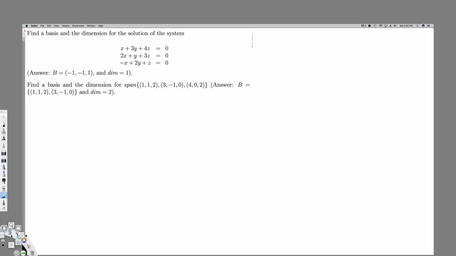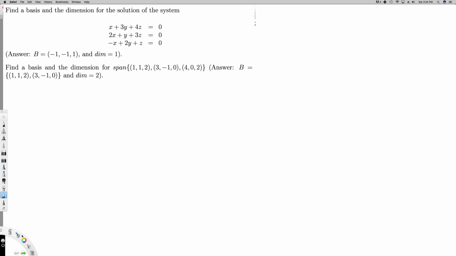Let's do this problem right here. It's asking to find the basis and the dimensions for the solution of the system. It's given x plus 3y plus 4z is equal to 0, 2x plus y plus 3z equal to 0, minus x plus 2y plus z equal to 0.